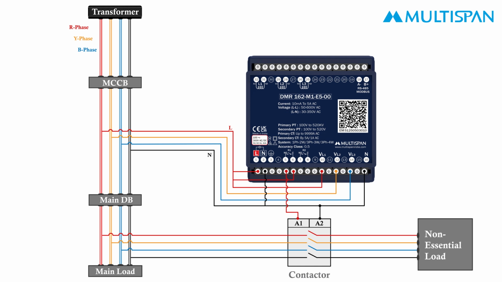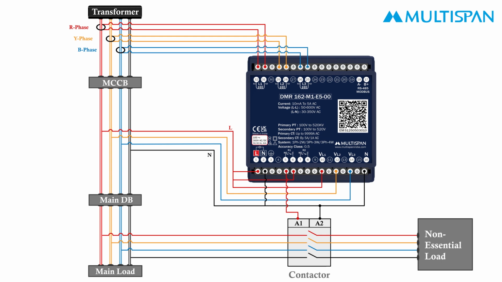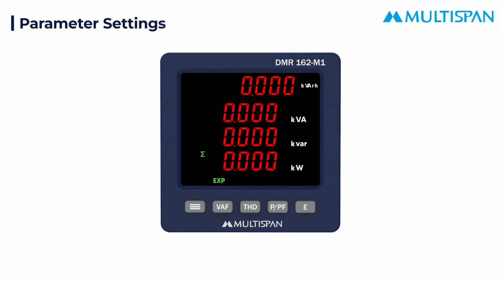Now, for the CT connections, you need to install 3 CTs on the main lines R, Y, and B. Connect the R CT to terminals 31 and 32, the Y CT to terminals 28 and 29, and the B CT to terminals 25 and 26. Now, let's move on to its parameter settings.